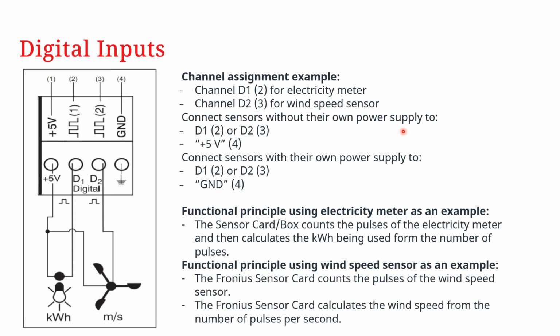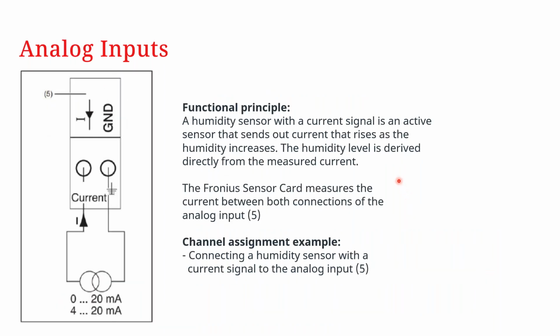So as a functional principle using the electricity meter, the sensor card basically counts the pulses of electricity and then calculates the kilowatt hour being used from the number of pulses that are being counted. As far as the wind sensor is concerned, the functional example here is that the Fronius sensor card counts the pulses from the wind sensor, and using a calibration factor, the sensor card turns these pulses into the applicable meters per second data that is sent to the data manager.